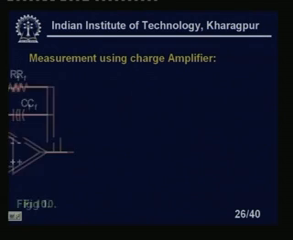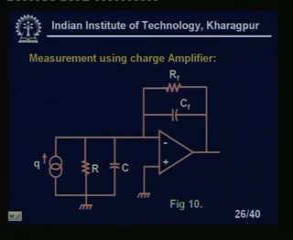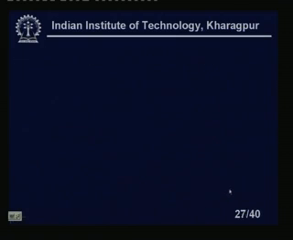Measurement using the charge amplifier. The charge amplifier looks like this. We have a Q and we have an R and C at the input side. On the feedback side, we have feedback resistance RF and the feedback capacitance CF, and we are using an operational amplifier. So, this is the basic charge amplifier.